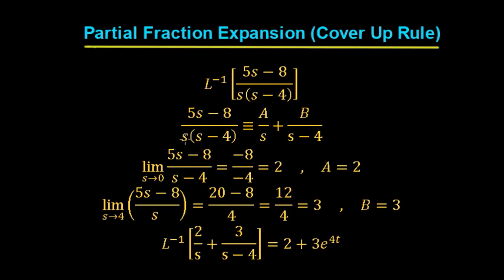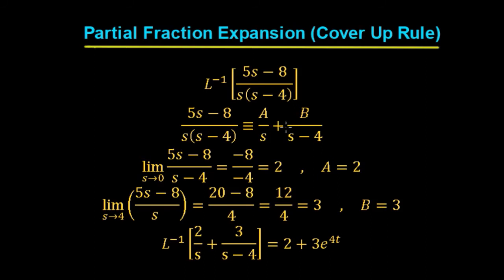And then we take the limit as s tends towards 0. So that's the limit as s tends towards 0 of (5s minus a) upon (s minus 4), which equals minus a upon minus 4, which equals 2. So the value for a equals 2.